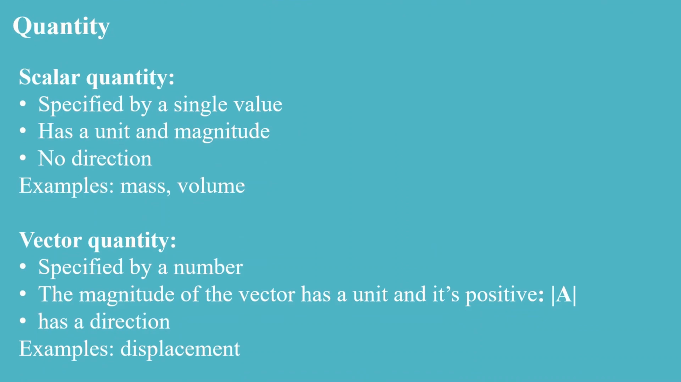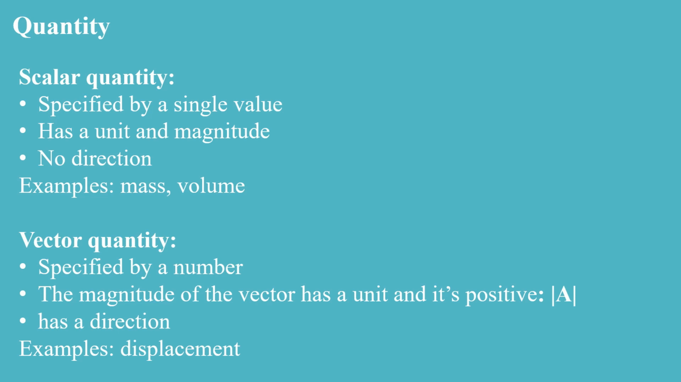So there are two different quantities, a scalar and a vector. What's the difference between them? So the scalar quantity is specified with a value. It has a unit and magnitude, but it doesn't have a direction. A vector quantity has the value and also a direction. As an example of a scalar, I can mention mass or volume. And as a vector, displacement or velocity.